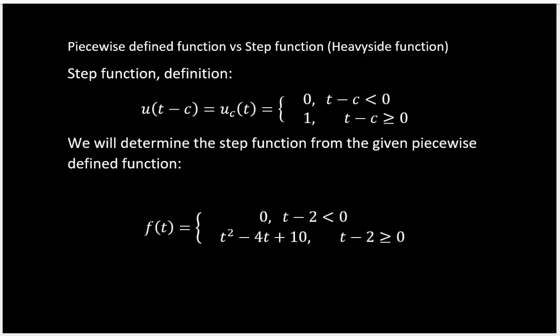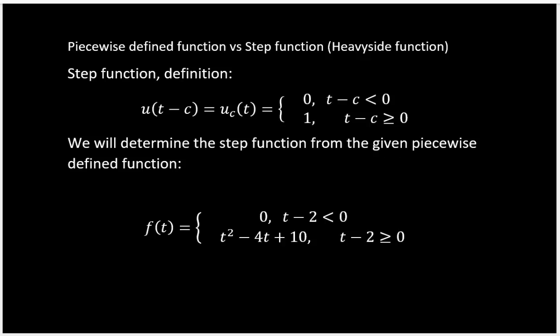Piecewise defined function versus step function. The step function is also known as the Heaviside function. So we have the definition for the step function, which is coming from the piecewise defined form. The notation will be u(t - c), or you can just say u_c(t), which is defined as a piecewise function. The first part will be 0 when t - c < 0, or you can say t < c. And the other part will always be 1 when t - c ≥ 0.